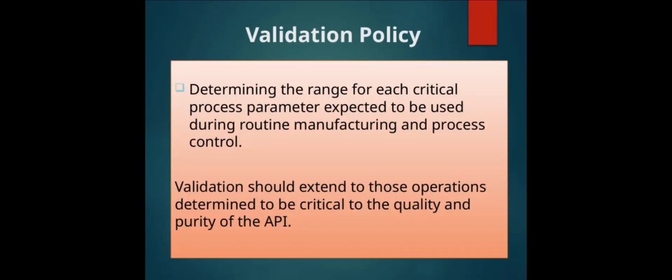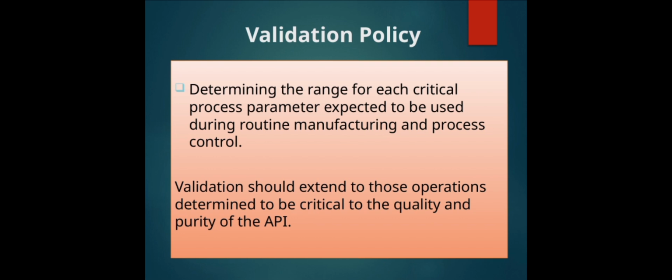Let's talk about validation policy. This is a crucial step in ensuring our manufacturing process consistently produces high-quality products. Essentially, it involves determining the range for each critical process parameter that we expect to use during routine production and process control. By doing this, we're setting clear boundaries within which our processes should operate to maintain quality.